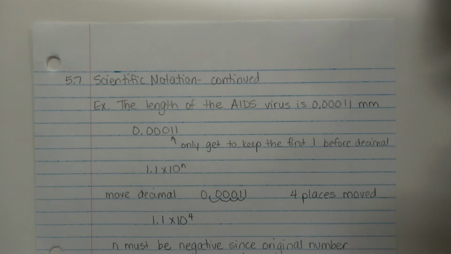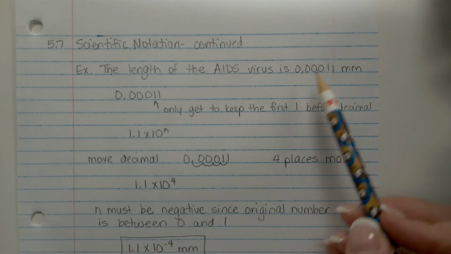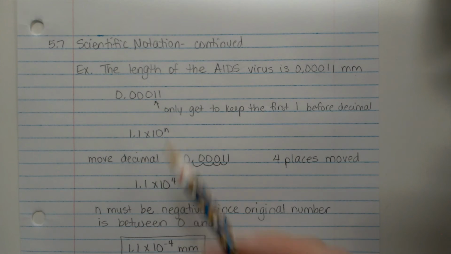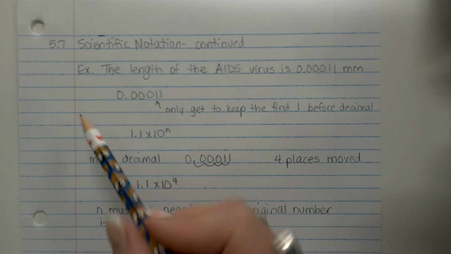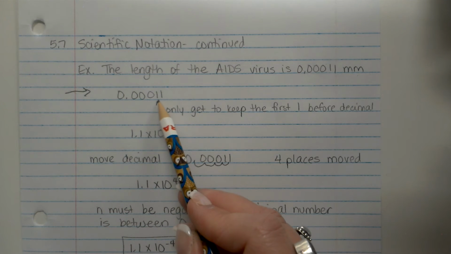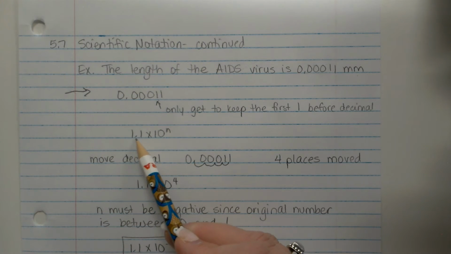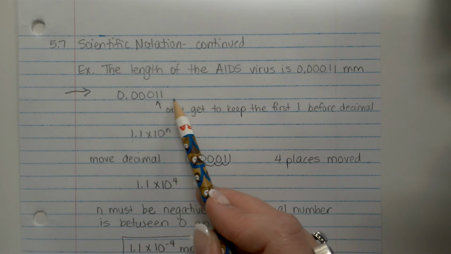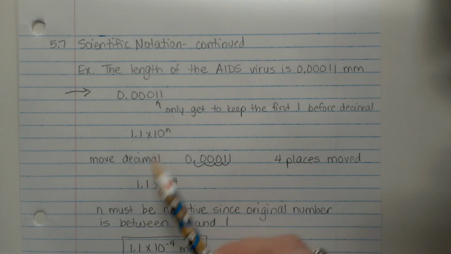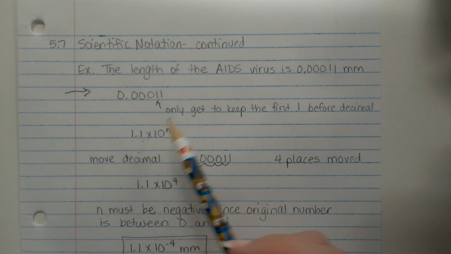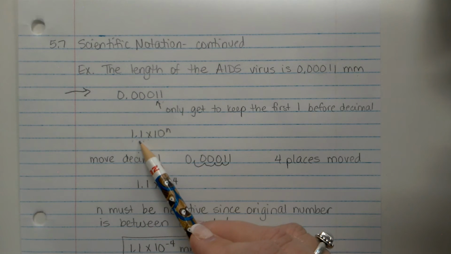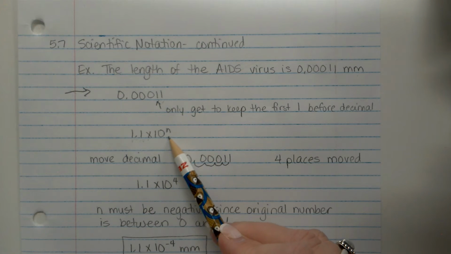Okay. So the length of the AIDS virus is about 0.00011 millimeters. Okay. Going from left to right, we pick our first number that's not 0. Here it is. That's the digit that gets to be in front of the decimal. Anything after that gets to be after the decimal unless it's a bunch of zeros. Then we don't need those. So we're going to keep the 1 and everything else goes after the decimal. So I know it's going to be in this format.